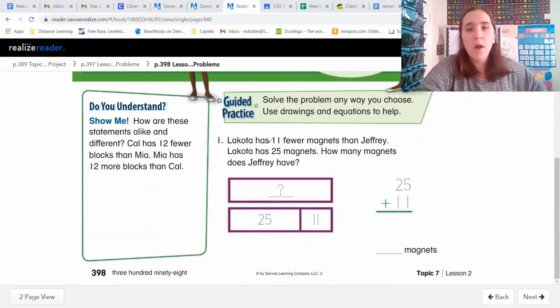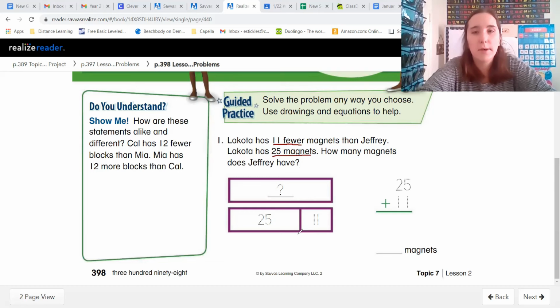So here's the problem. Lakota has 11 fewer magnets than Jeffrey. Lakota has 25 magnets. How many magnets does Jeffrey have? So I'm going to use this bar diagram down here to help me. I know that Lakota only has 25 magnets. And I know that Jeffrey has more than her because it says that Lakota has 11 fewer. So Lakota has 11 less than Jeffrey.